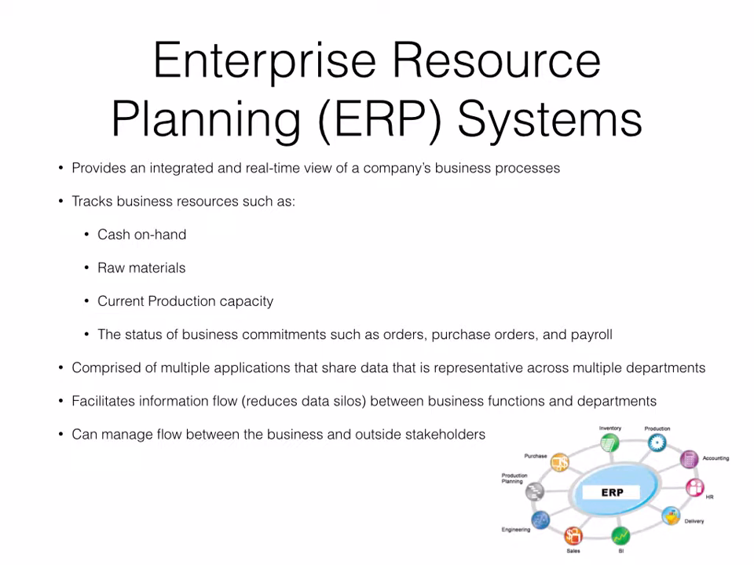And that's what it still continues to do, and continues to streamline business processes and give people the opportunity to re-architect business processes with respect to the technologies they now have, so that things can be more automated, faster, more efficient, whatever the business needs. So it's comprised of multiple applications that do this, and it facilitates information flow between business functions, business units, departments, and reduces those data silos. And it can also be used to manage the flow between the business and outside stakeholders.